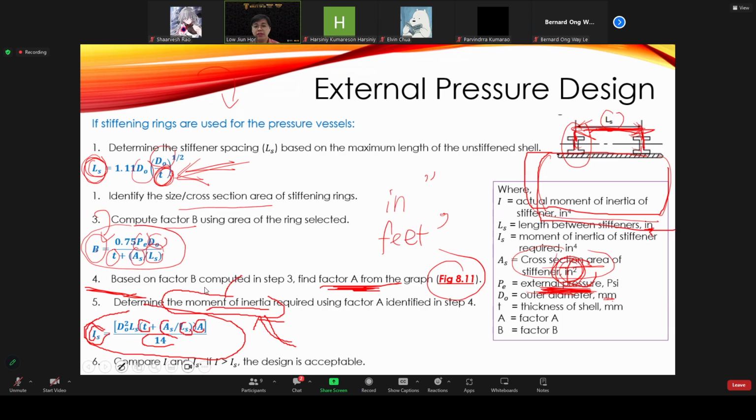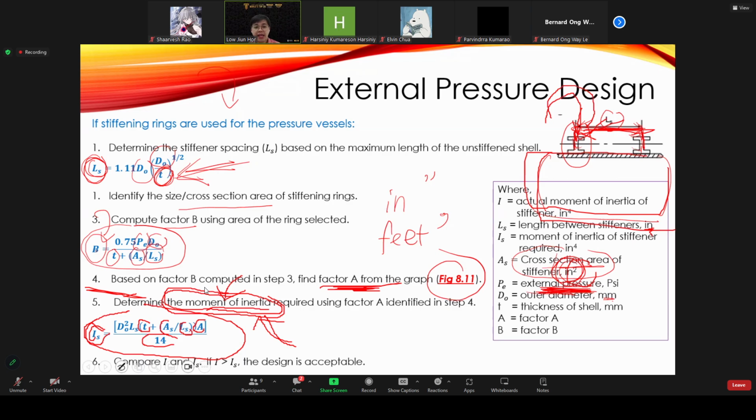IS is known as the moment of inertia. Normally, the moment of inertia of the stiffening ring will also be provided in the question. Then in this case, you need to compare the moment of inertia that you calculated just now with the one given in the question.